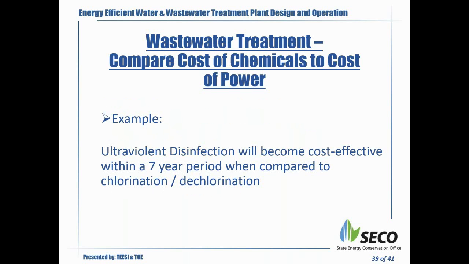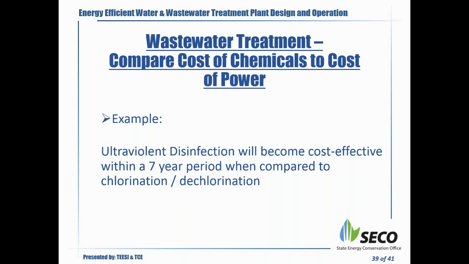So when we're looking at comparing cost of chemicals to the cost of power, one of the examples has been ultraviolet disinfection. And the textbook cost-effective analysis is that within a 7-year period, UV, ultraviolet disinfection, will become cost-effective when compared to the chemical costs of chlorination and dechlorination. And it's probably better than that today.